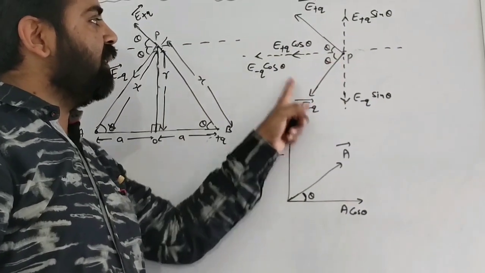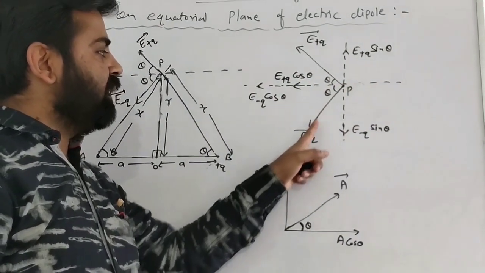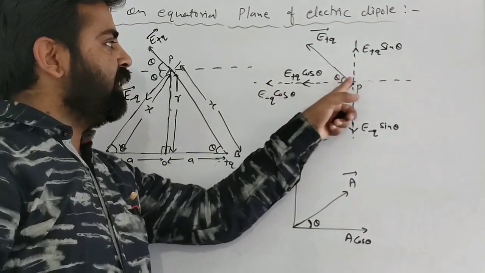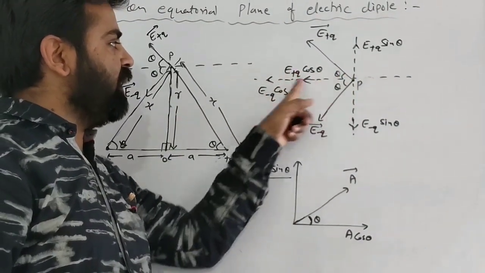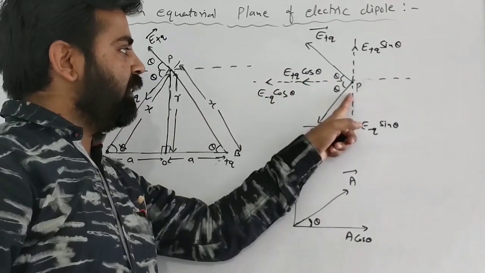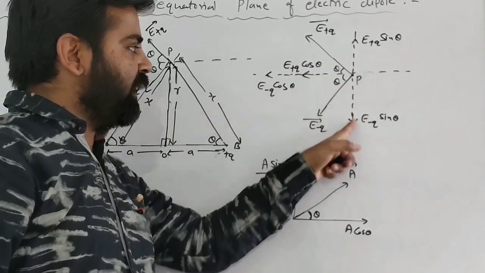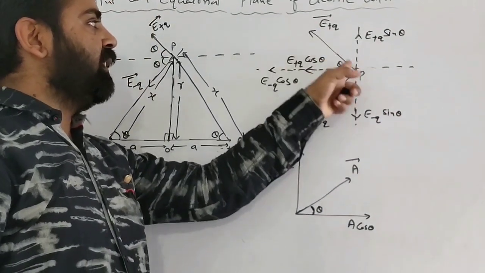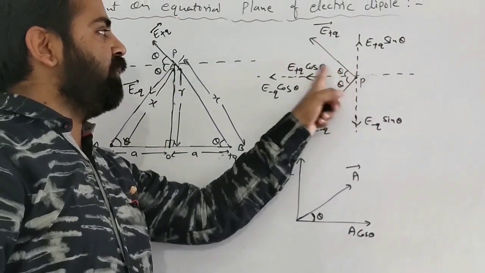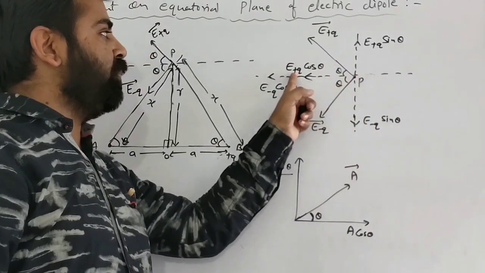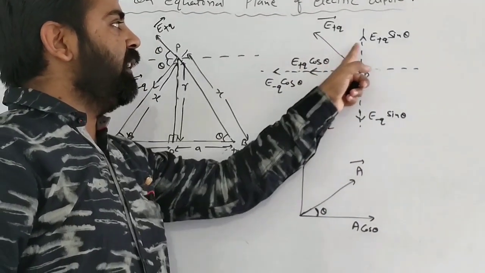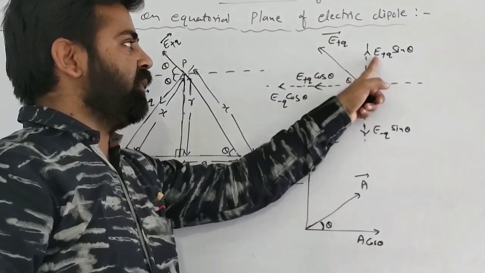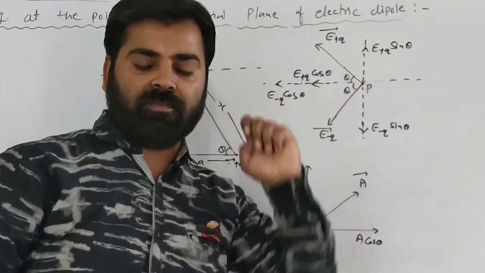The same situation is represented here. E minus Q, which angle theta is subtended by this line. So this is E minus Q cos theta, and there is no angle on this side, so this side makes E minus Q sin theta. In the same way, the vector E plus Q makes theta angle from horizontal. So the horizontal component is E plus Q cos theta, and the vertical component, which does not subtend any angle, is E plus Q sin theta.